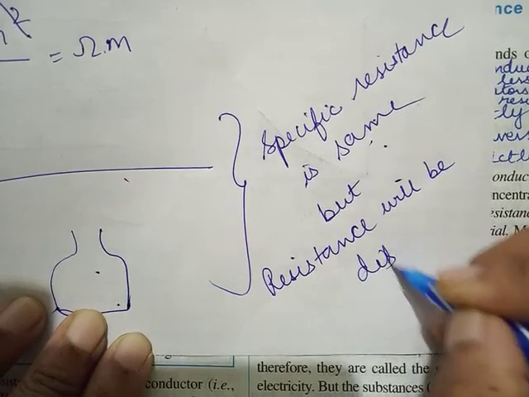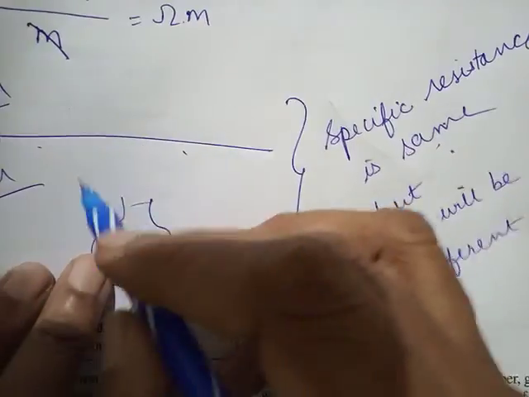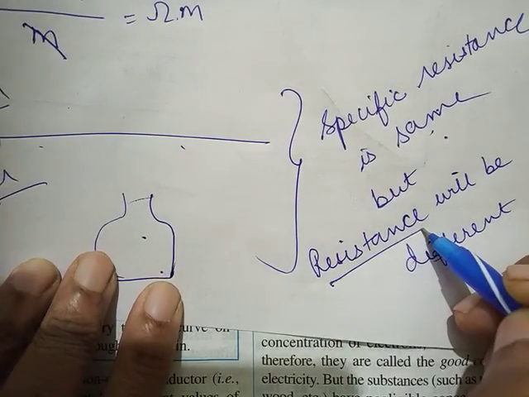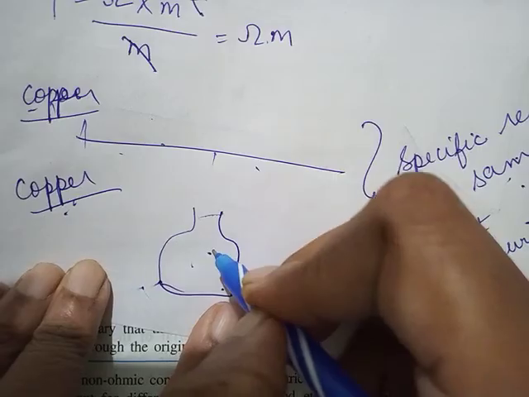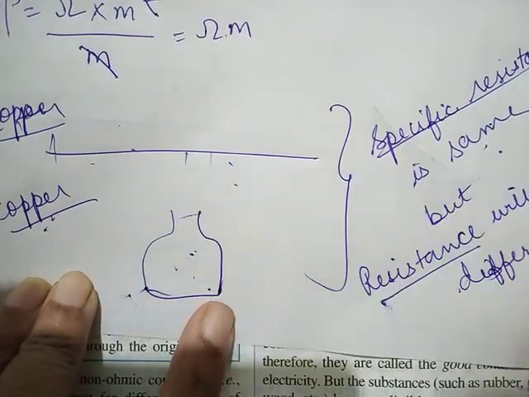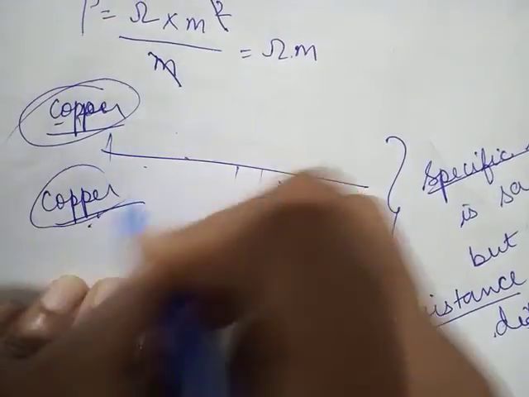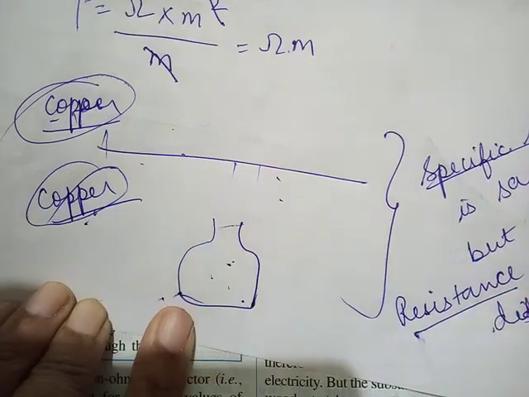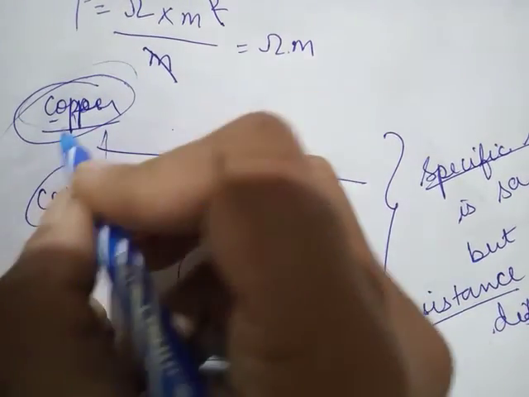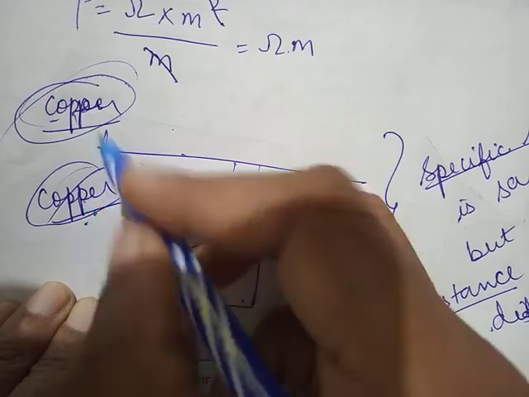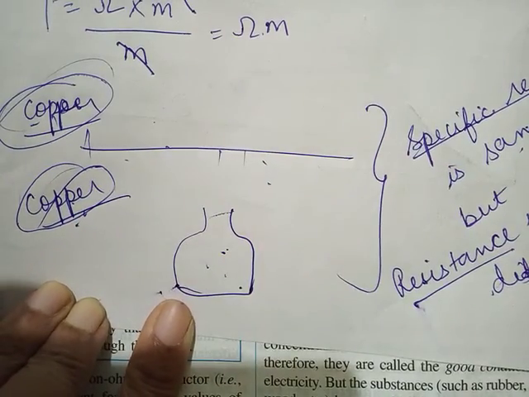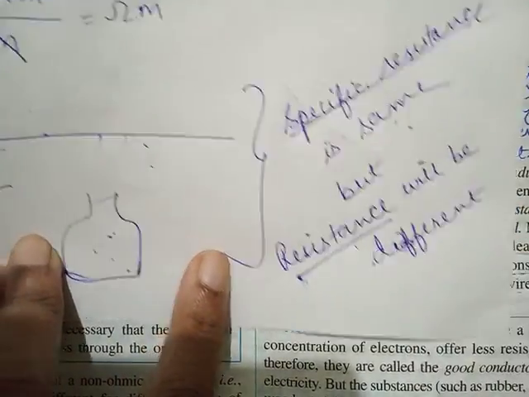Why? Resistance depends on length and area of cross section. They all affect the resistance. So the resistance of these two will be different, but their specific resistance will be the same as long as it is made of copper. Irrespective of size or shape, the only thing that matters is the material, and temperature of course should be the same. I hope you're clear with these two things, resistance and specific resistance.